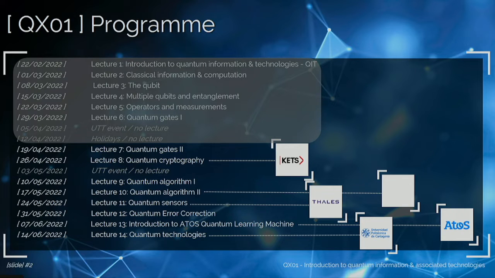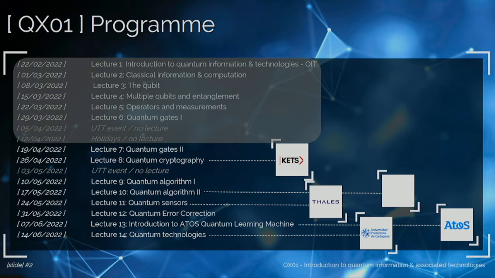So the lectures that will be given by colleagues. One of them should be on quantum cryptography by the company KETS, as I said. There will be something on quantum sensors by Thales. This one is also an introduction to the Atos quantum learning machine is confirmed, as well as this one on quantum technologies. And there will be one on quantum algorithms part 2 that I will not do, and that will be done by some colleagues to be determined yet. And the date is also to be determined, but we'll see. Keep in tune for now.